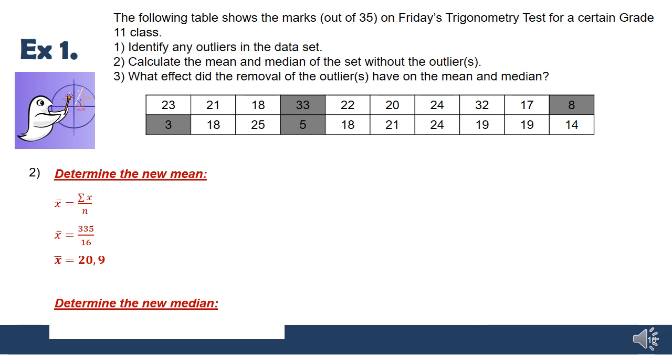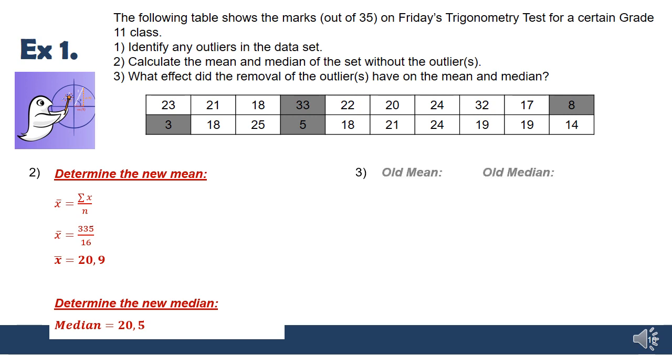If you have questions on that, ask your teacher during Q&A. Your teacher can also show you how to do it on your calculator, which may be valuable. Okay. So the median here, the new median is 20.5. Right. Number 3 says, what effect did the removal of the outliers have on the mean and the median?